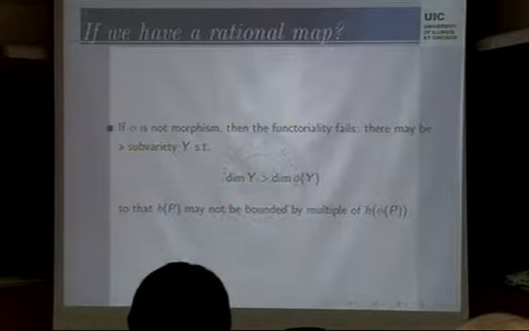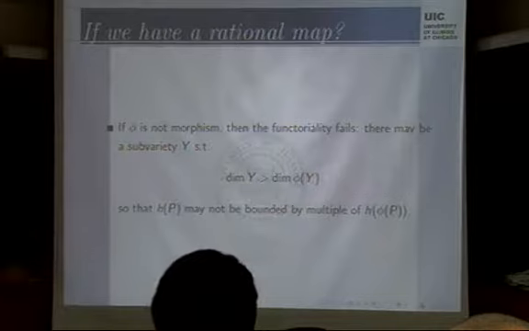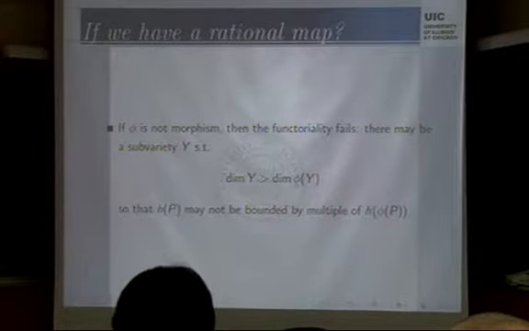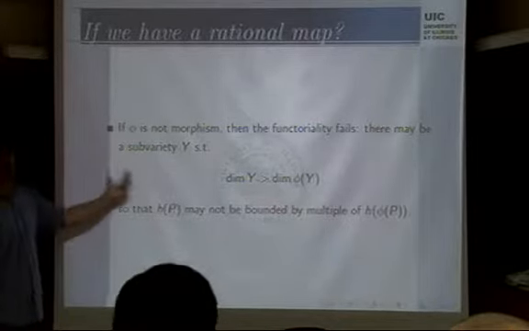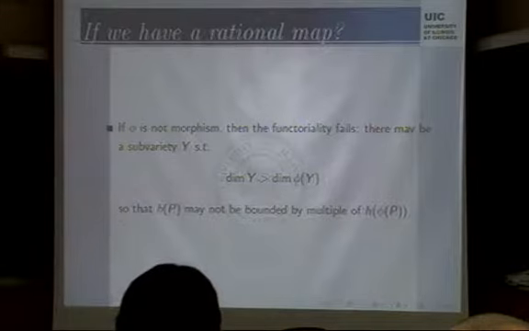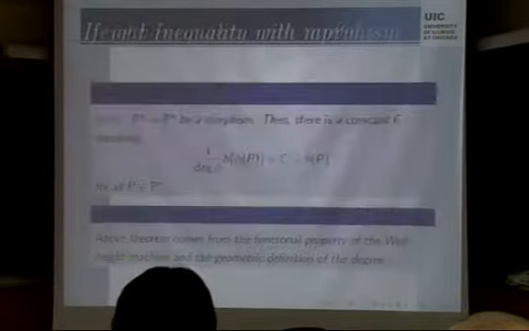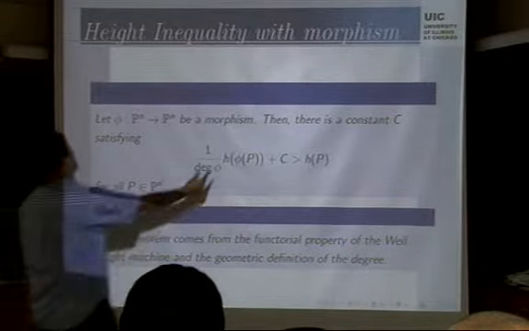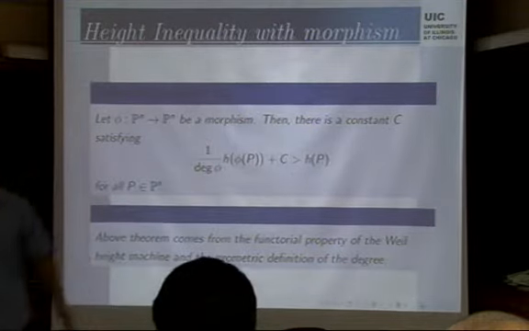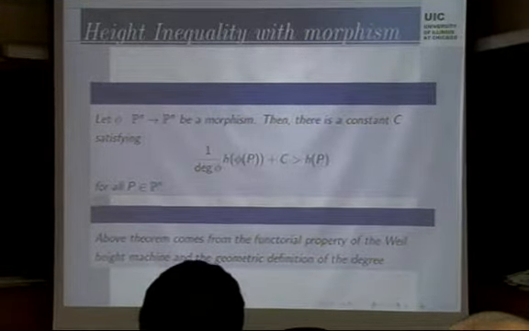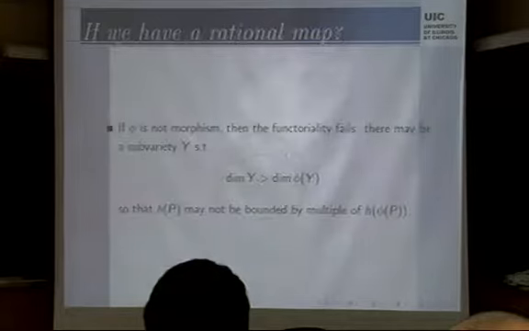Unfortunately, it only works for morphisms. If you do not have a morphism, for example, a rational map on a surface or other bigger spaces, then functoriality of the Weil height machine fails. For example, we might have some subvariety Y which is reduced to one point by your rational map. So the image is a point, a constant, while the height of the point goes to infinity. So this inequality is invalid for rational maps.